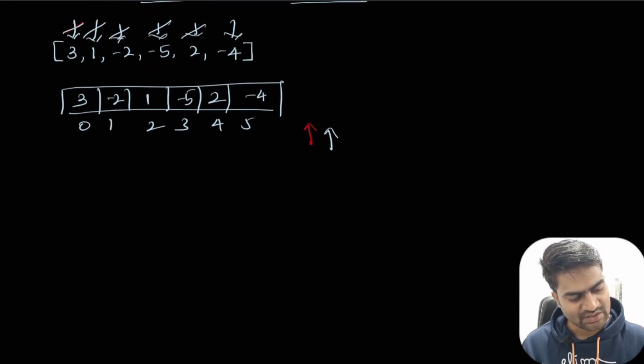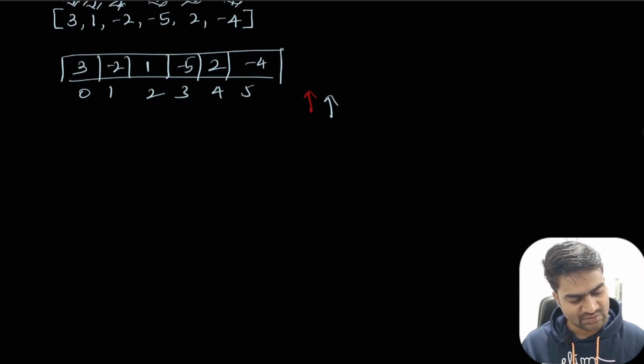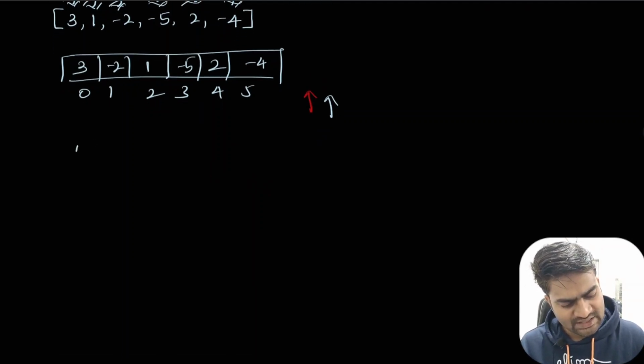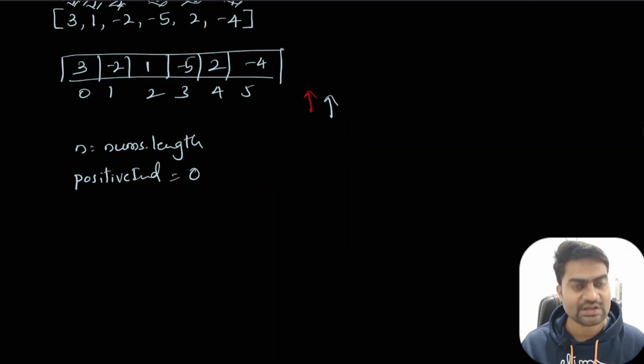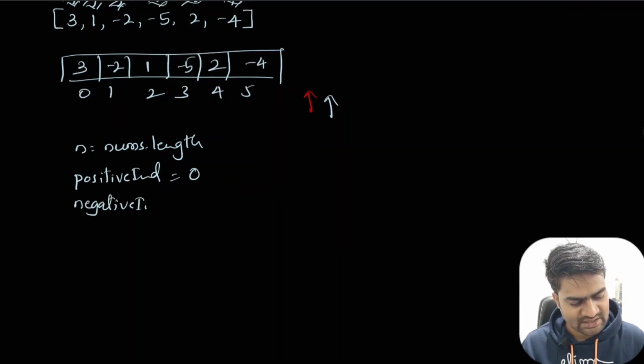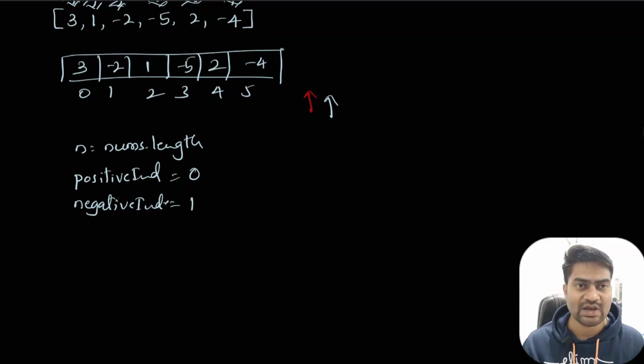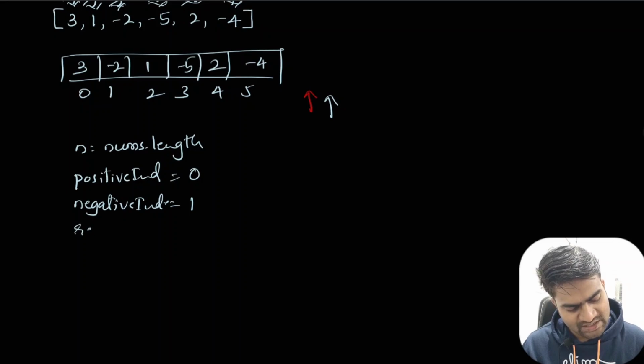Okay, let us try to write the pseudo code for this one. So now I will take n equal to nums.length as usual. Then I will take a positive index, initially pointing to 0. Okay, then negative index, pointing to 1. Okay, so with that, now I will also take my result array. This will be an empty array.